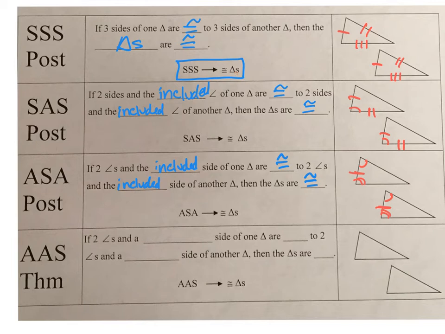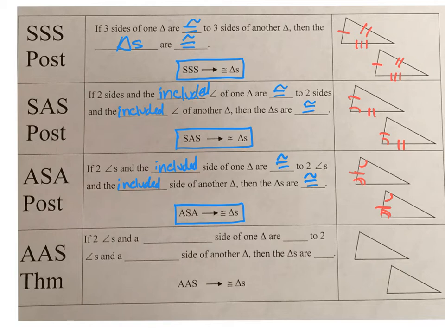For our side-angle-side postulate, just draw a box around this. That's how we'll write it in shorthand. And then the angle-side-angle postulate we'll write like that. Okay? So those three were postulates, and then this last one is a theorem, which means we can prove that, and we're going to do that in just a minute.